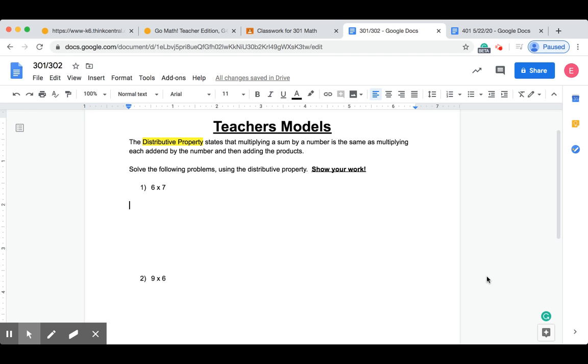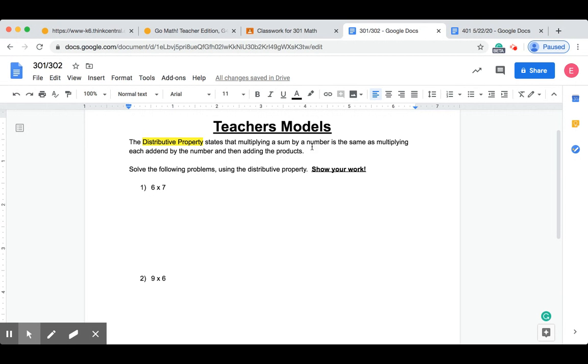Good morning, third grade. Today we are going to focus on using the distributive property to help us solve problems using multiplication. So the distributive property states that multiplying a sum by a number is the same as multiplying each addend by the number and then adding the products. Now, that may seem kind of tough to understand when we read in words, so I'm going to break it down and then demonstrate what it means.